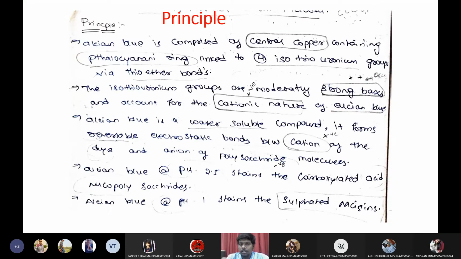How we developed this particular stain with specific properties of showing affinity towards the mucopolysaccharide. That is the real tricky part of this particular test. You need to know the mechanism of this Alcian blue stain. What is the mechanism?